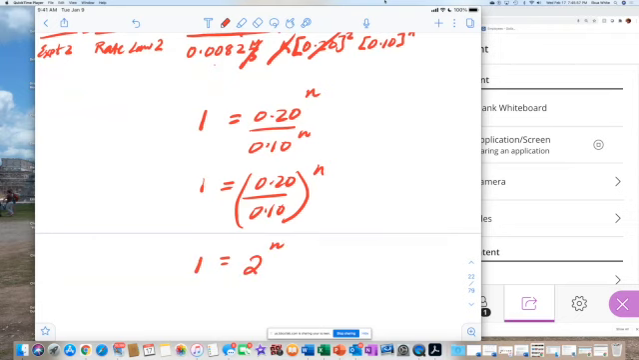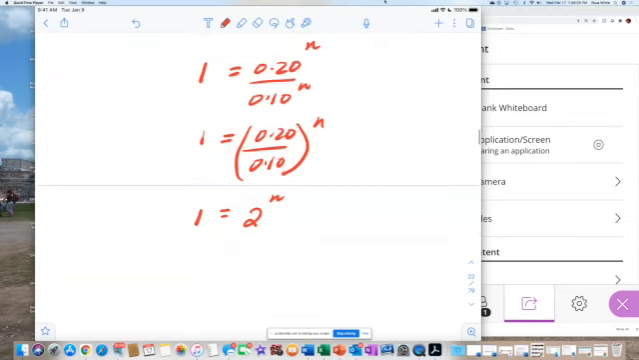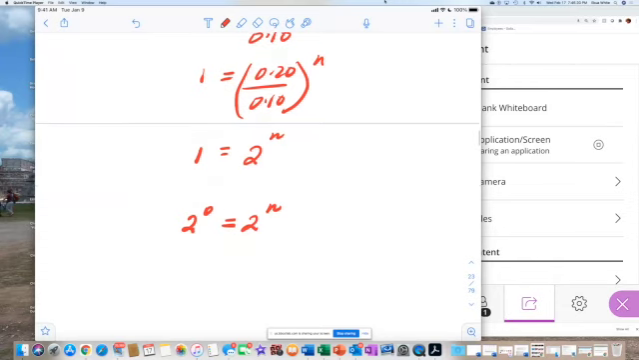Now we have to rewrite the number 1 having a base of 2. So go back to your math rules. Any number power 0 is equal to 1. So 2 power 0 is equal to 1, right? Because any number power 0 is 1. So we want the number to have a base of 2. So 2 power 0 equal 1. That replaces 1. 2 power n. So then if the bases are the same, so are the exponents, right? So n is equal to 0.